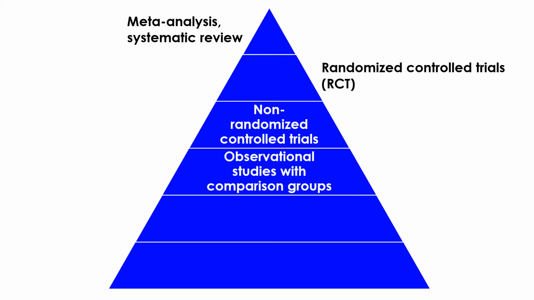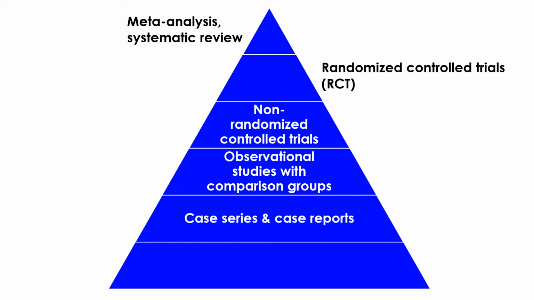The fourth level of evidence is observational studies with comparison groups. Here you have at least two groups, one of which serves as a comparison group. There may be no intervention involved. You simply observe different groups.